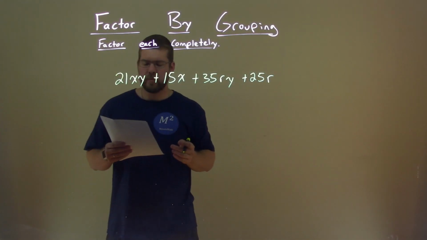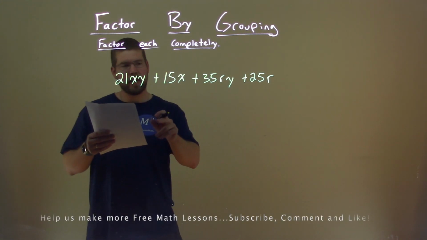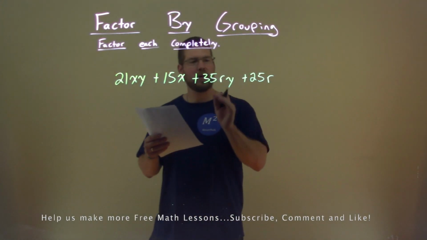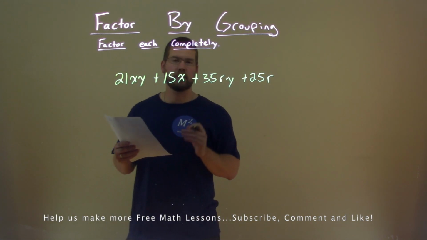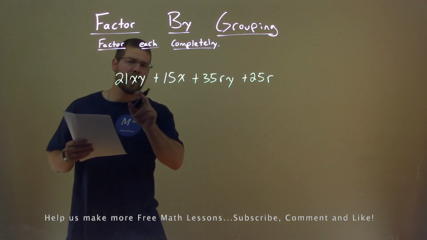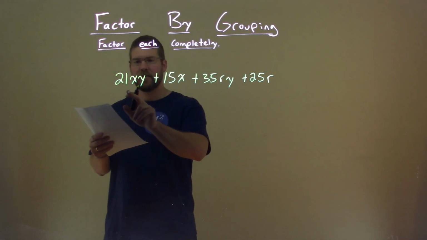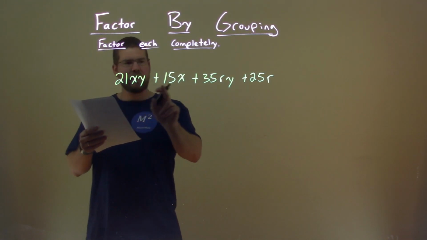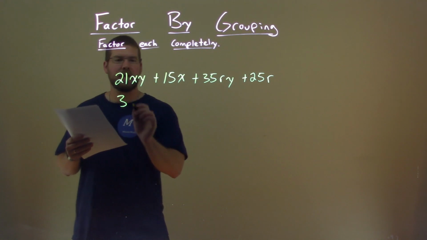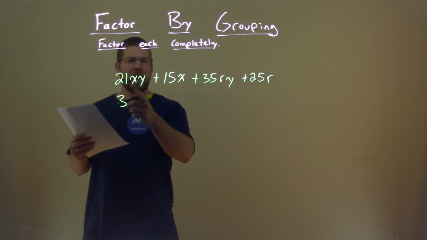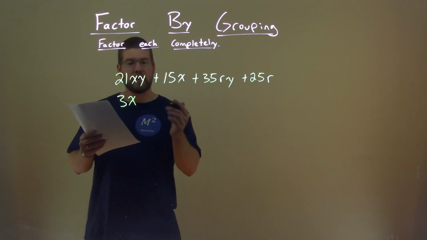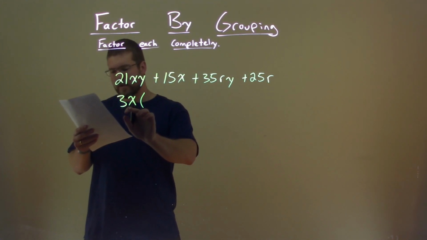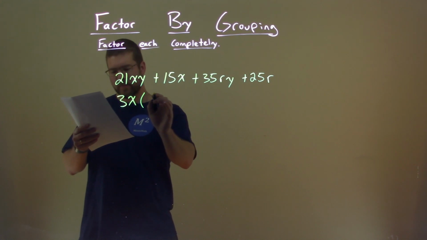We're given this problem right here, 21xy plus 15x plus 35ry plus 25r, and we want to factor this completely. We look and see there's a common factor. 21 and 15 both have a 3 that can go into it. And x, y, and x both have an x that can go into it. So what are we left with? Well, we'll pull out a 3x here of 21xy, and we have a 7y.